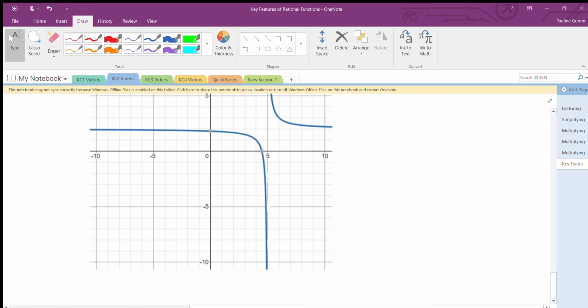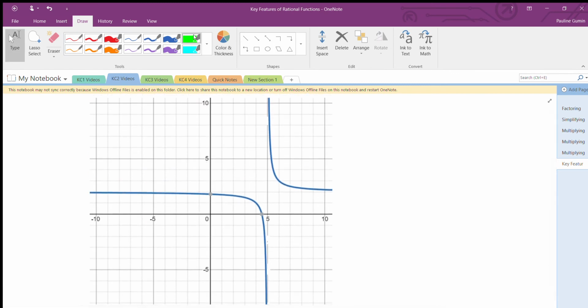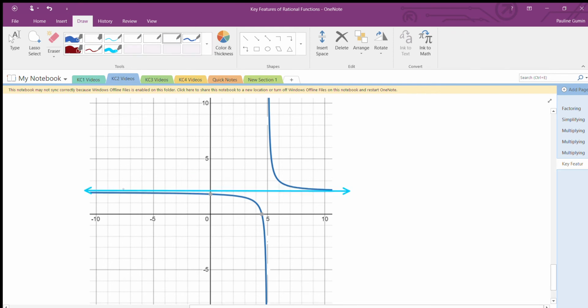Let's draw in our horizontal asymptote. I'm going to select my blue marker. Boom, boom, boom, boom. Okay, and let's select my white marker. Just going to give it some dashes. So dashing. Okay, what does this look like? This looks like y equals 2.